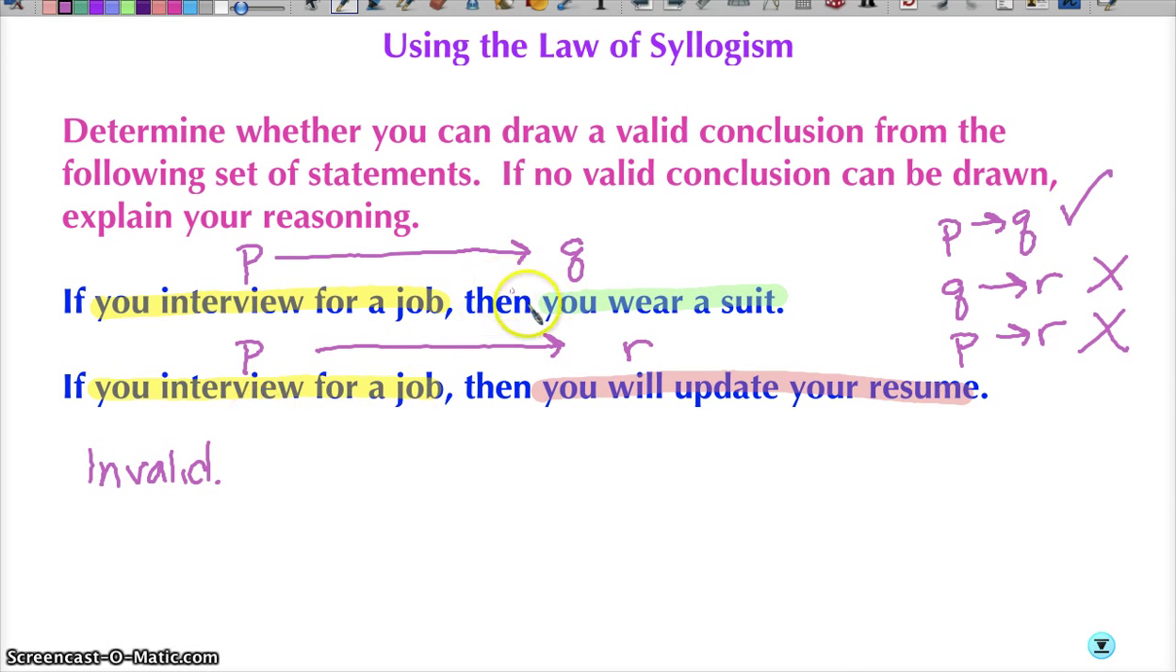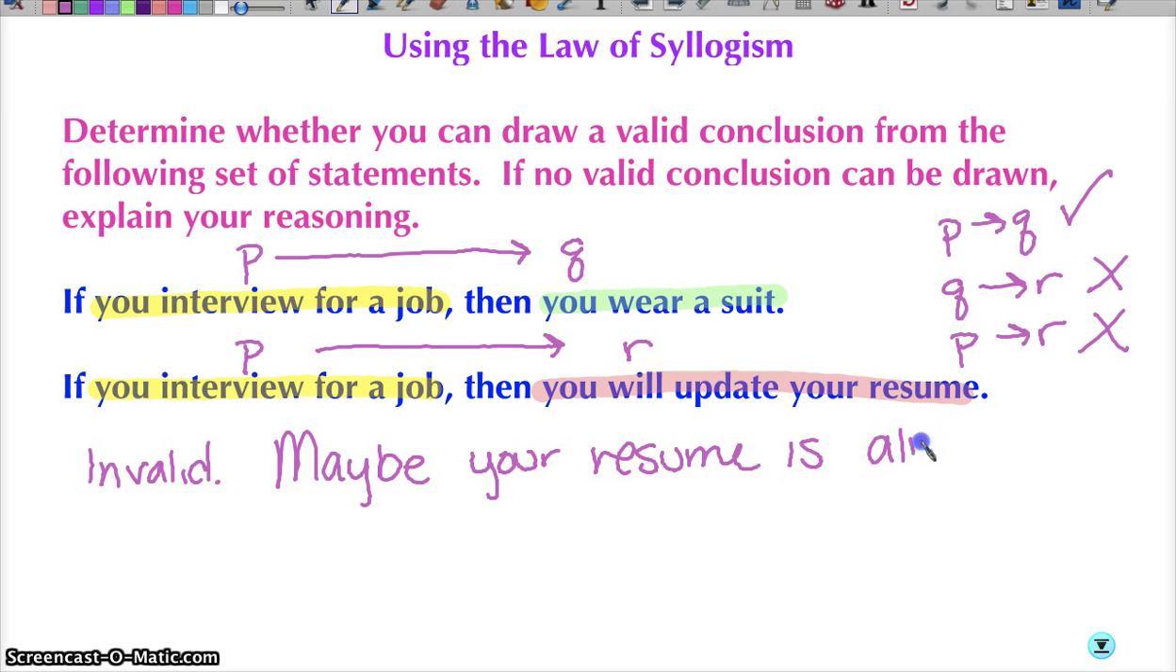Well, if you interview for a job, you'll wear a suit. Okay, maybe you will. If you interview for a job, then you'll update your resume. Maybe your resume is already updated. You know, if you're doing lots of interviews all at one time, you don't really need to update your resume because it's already ready to go. So that would be maybe just one argument for why this wouldn't be true or necessarily valid.